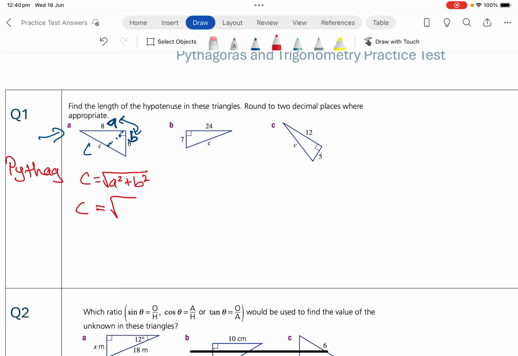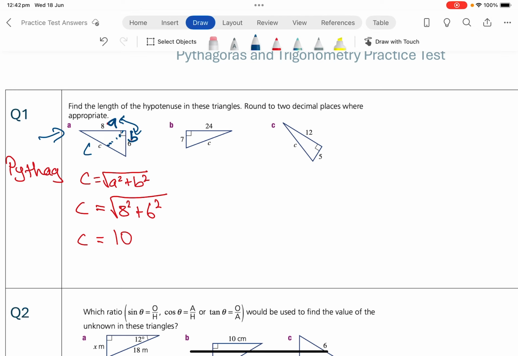So I'm rewriting this equation exactly as was, but instead of the letter A, I'm going to put in the number 8. So 8 squared. And then instead of the letter B, I'm going to put in the number 6 squared. And then I will get my calculator out, put that in, and that will give me 10 by putting exactly that into my calculator.